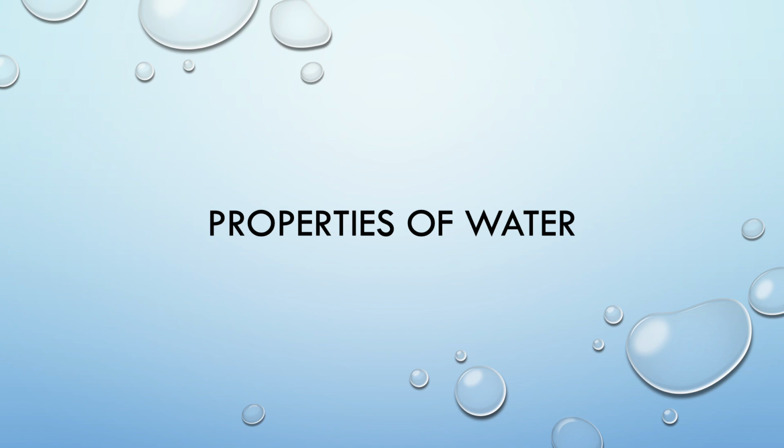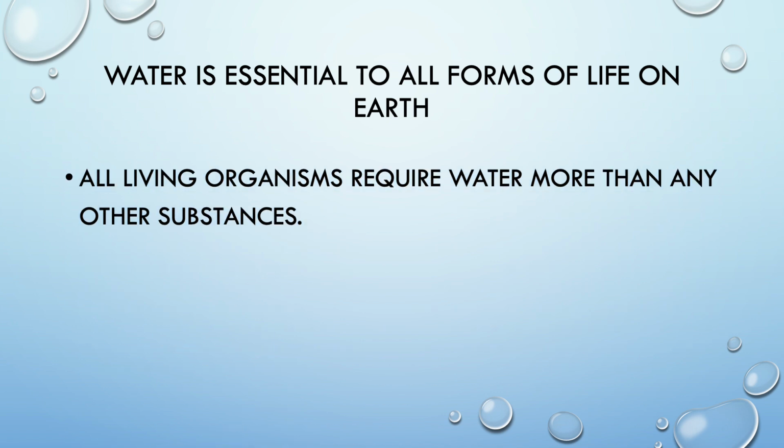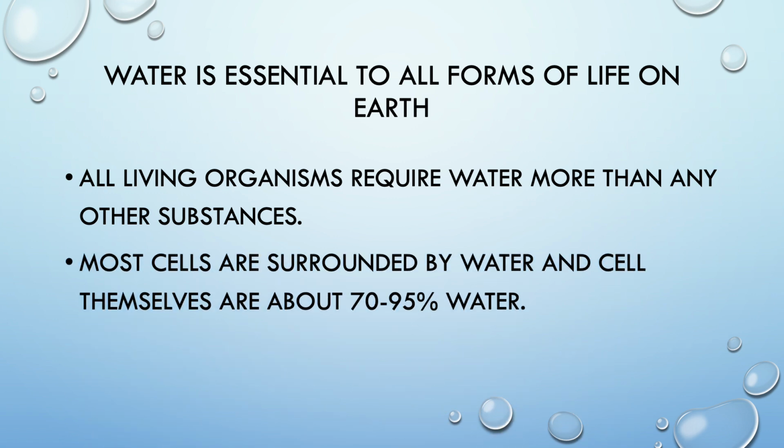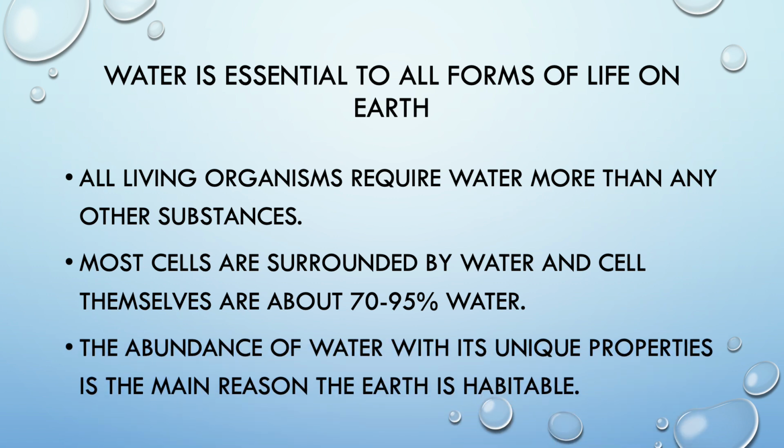Okay, we're going to take a look at properties of water. Water is essential to all forms of life on Earth. All living organisms require water more than any other substance. Most cells are surrounded by water, and cells themselves are about 70 to 95% water. The abundance of water, with its unique properties, is the main reason the Earth is habitable.